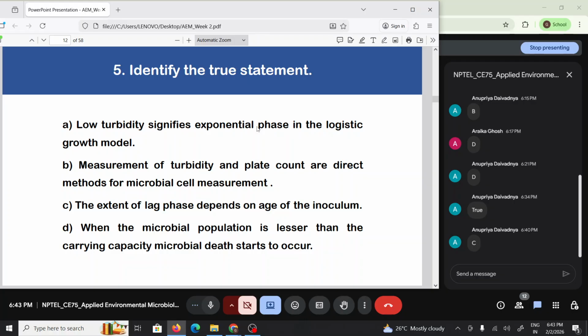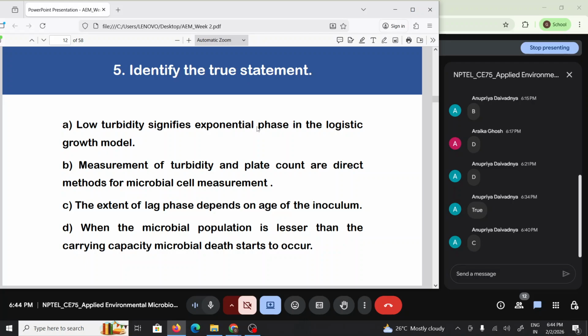So in exponential phase, there is going to be exponential growth of the microorganisms, which means the growth is very rapid. Therefore, if there are more microorganisms, the turbidity will be high. So this statement is false. If it said that high turbidity signifies exponential phase in logistic growth model, then the statement could stand true.